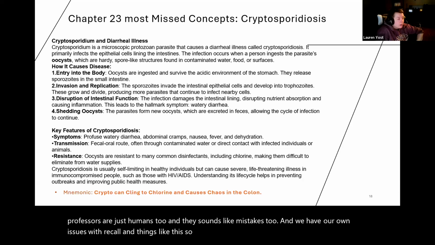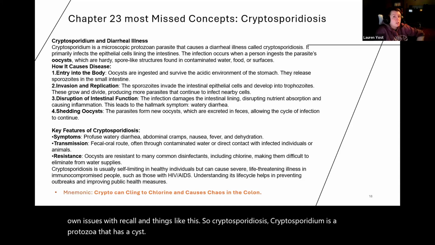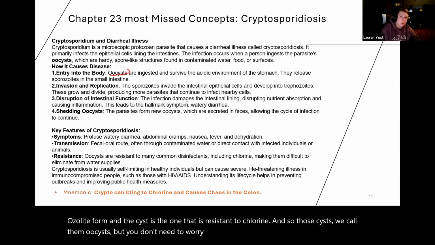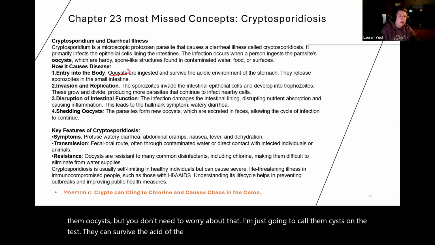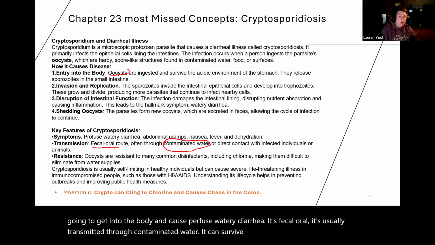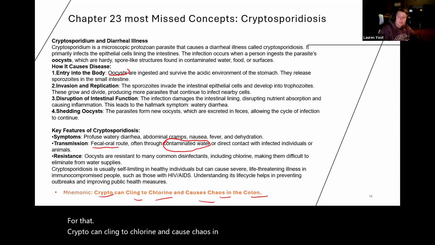Cryptosporidiosis. Cryptosporidium is a protozoa that has a cyst and a trophozoite form, and the cyst is the one that is resistant to chlorine. Those cysts, we call them oocysts, but you don't need to worry about that. I'm just going to call them cysts on the test. They can survive the acid of the stomach and everything like that. And so these are going to get into the body and cause profuse watery diarrhea. It's fecal oral. It's usually transmitted through contaminated water. It can survive chlorination pretty well. Crypto can cling to chlorine and cause chaos in the colon.